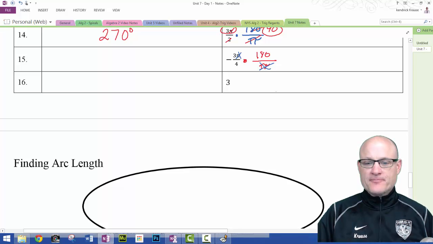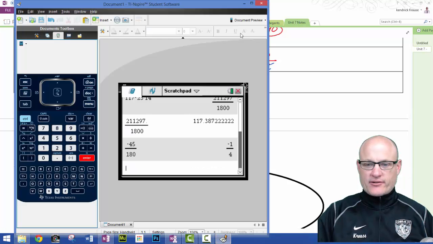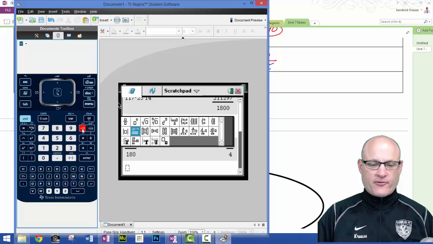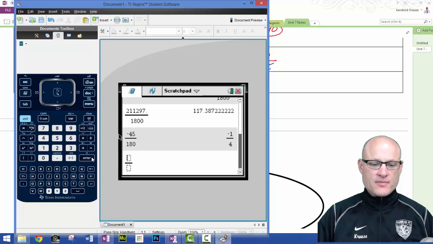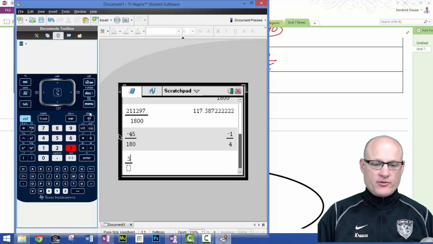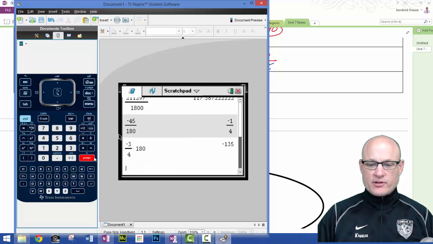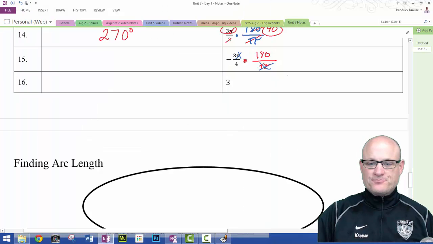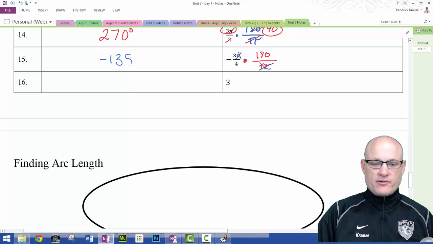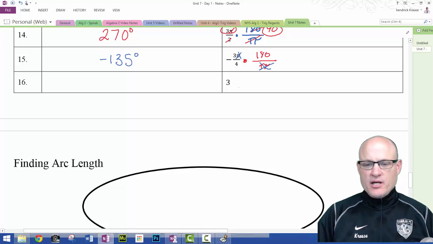Cancel those pi's. Now, again, let's figure out what you're really going to do. You're going to take out your calculator. We're going to go to fraction mode, and we'll do negative 3 over 4 times 180. Pop that in, it'll be negative 135. You're like, oh, okay, I got it. So it's negative 135 degrees.